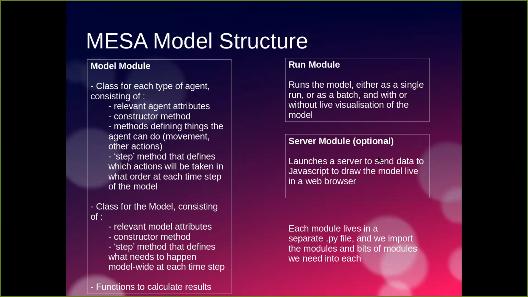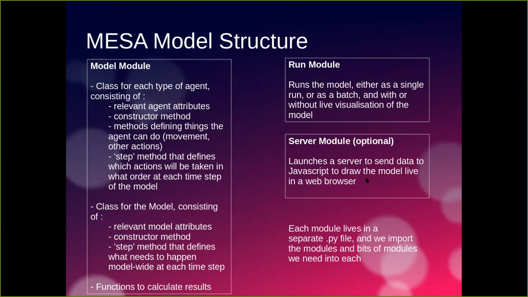The third module, your third .py file, would be a server module. Now this is optional because it may be that you don't want the visualization and you don't need it, so you wouldn't need to include that. You'd only need to include this if you do want the visualization. And what the server module does is it basically just launches a server to send data to JavaScript, which will then draw the model live in a web browser. And the good news is if you want to do this, and you're going to see how to do this today, it's actually really easy.